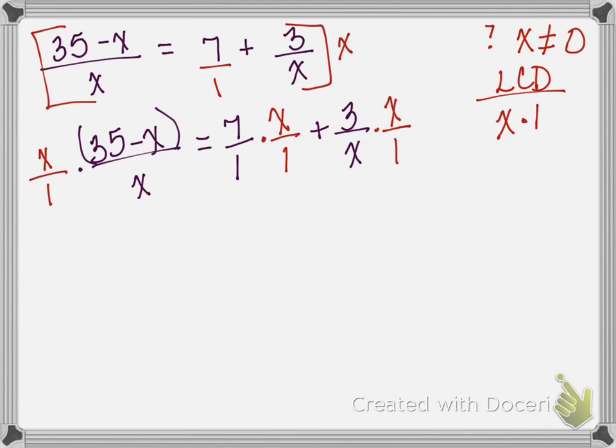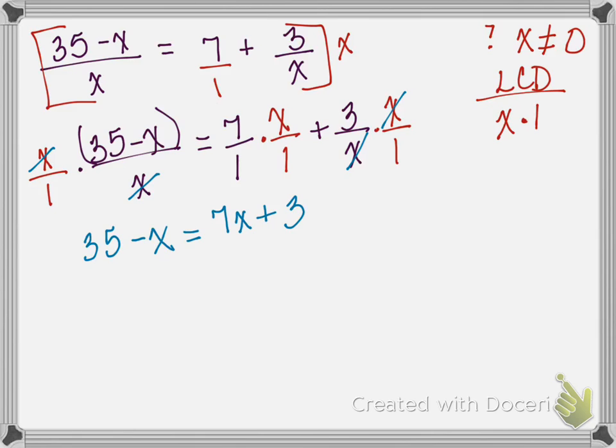Okay, now I'm going to start canceling stuff out. So I have x and x. I'm left with 35 minus x. Okay, that equals 7 times x. Okay, then my last one, my x and my x cancel, and I have plus 3.